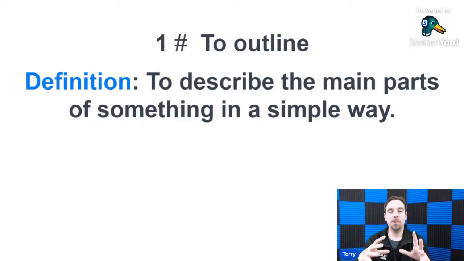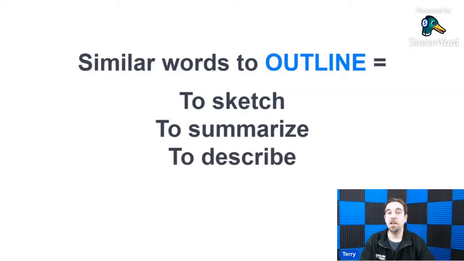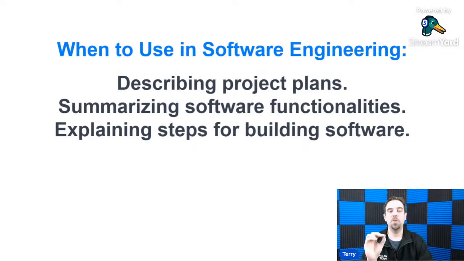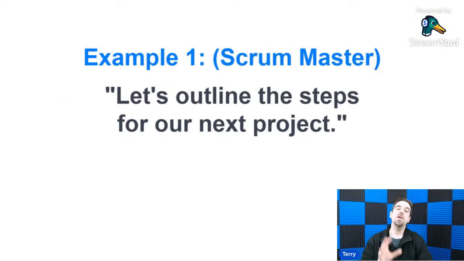Now, when we talk about to outline, the definition or the basic idea is to describe the main parts of something in a simple way. Similar verbs or similar words to outline are to sketch, to summarize, or to describe, okay? Now, when do we use the verb to outline in software engineering? One is when we're describing project plans, talking about software functionalities, or explaining steps for building software. So, for example, let's outline the steps for our next project.